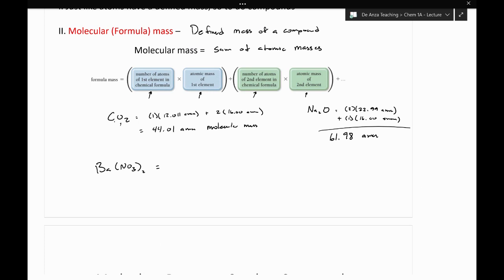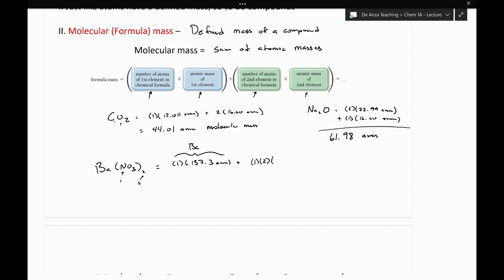We start with barium. We have a single barium. We look up in the periodic table, and we see that barium weighs 137.3 atomic mass units. So this was our term for barium. That was pretty straightforward, and it follows through with what we've been doing before. Now we come to nitrogen. As written, we have 1 nitrogen for every nitrate, but we have 2 nitrates that are part of this molecule. So this 1 comes from here, and then this is the 2.